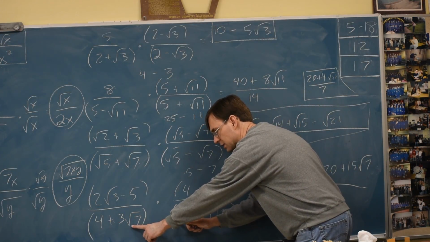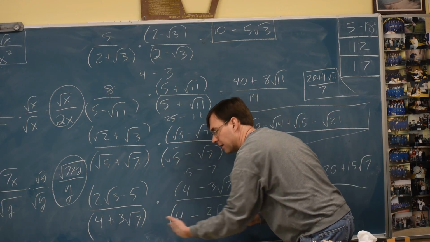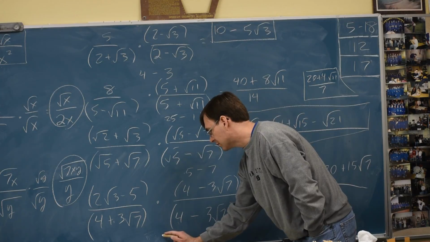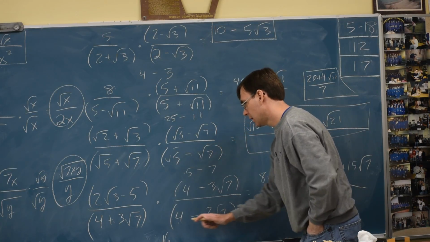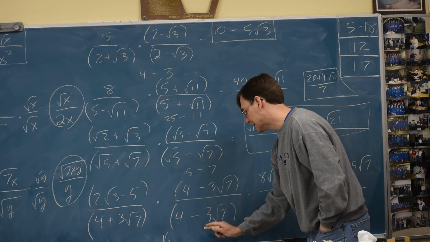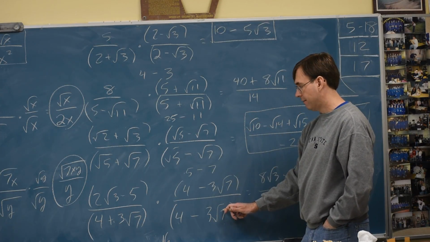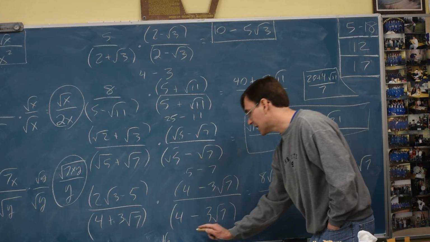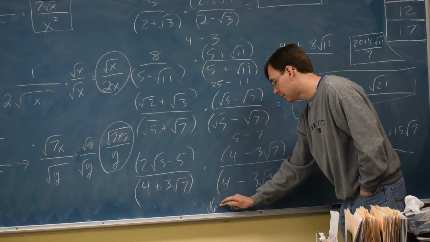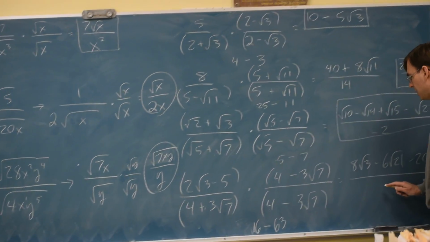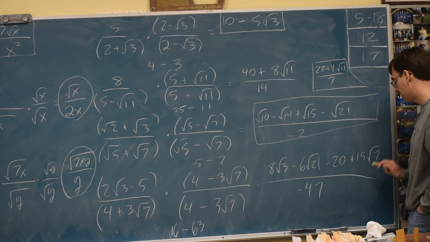Don't care what this is because it's positive and that's the negative balancing eliminating item. I do need to do 4 times 4 is 16. I need to do 3 times 3 is 9. Root 7 times root 7 is normal 7. But 9 times 7 is 63. Minus, because the signs were different, 16 minus 63, that's negative 47.